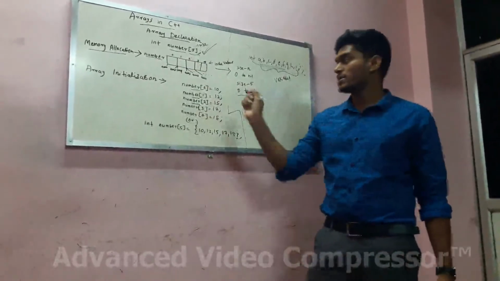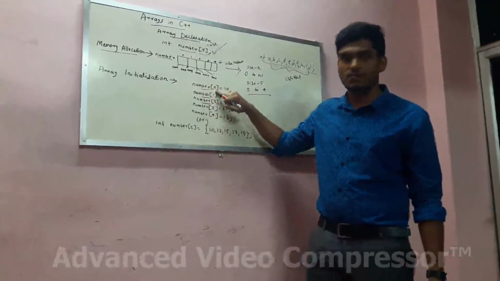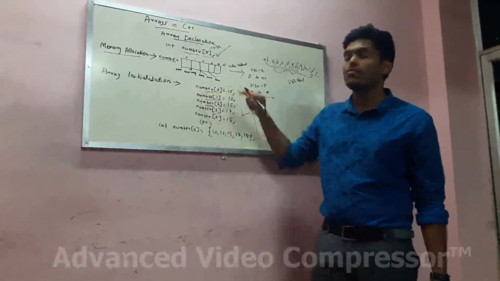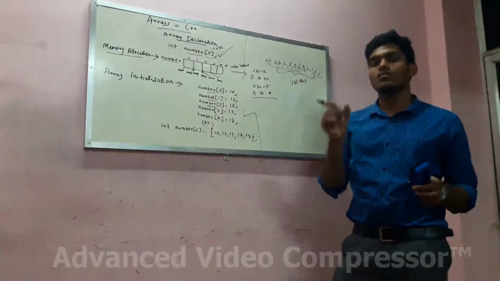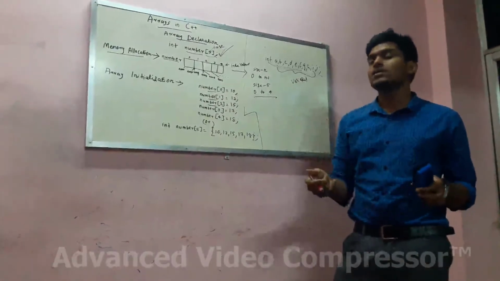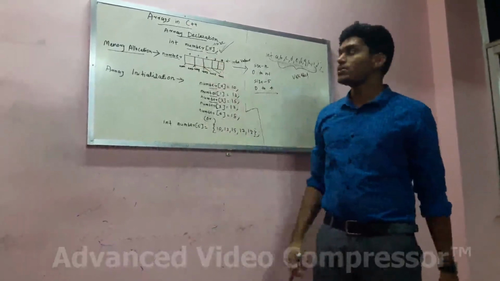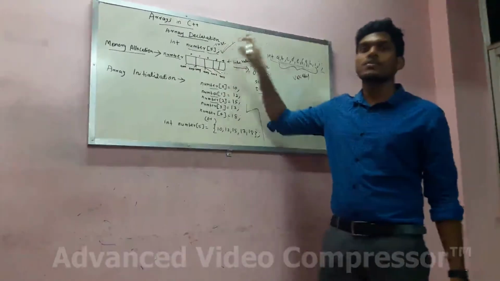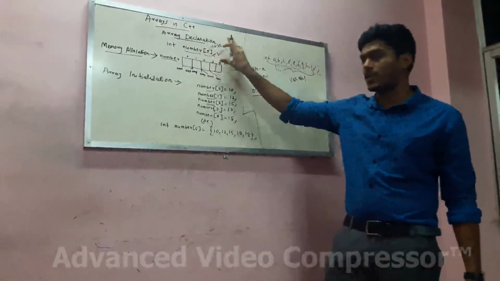We are denoting the array name and also the index value. And this is how we are accessing the array element, because an array is a collection, so we need a way of accessing the array elements. So number of 0, number of 1, number of 2, number of 3, number of 4. So when we are declaring an array, the memory will be allocated for the array of the size we specified.